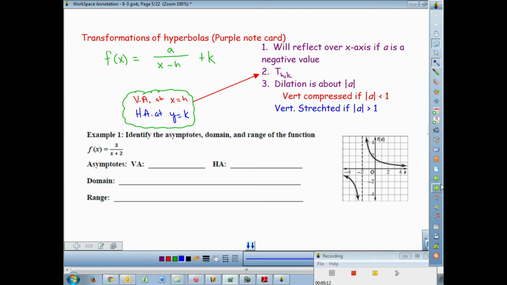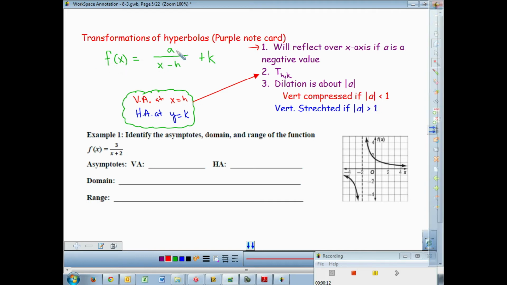Purple note card coming right back at you. You don't need it out. We got that thing memorized. We're only doing the first basically 3 steps, and honestly, I really care about the first 2 steps. What's the first step on the purple note card every single time? Will it reflect over the x-axis? Well, here's our new function, correct?